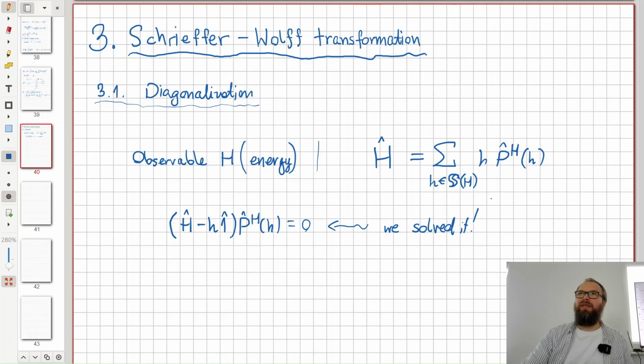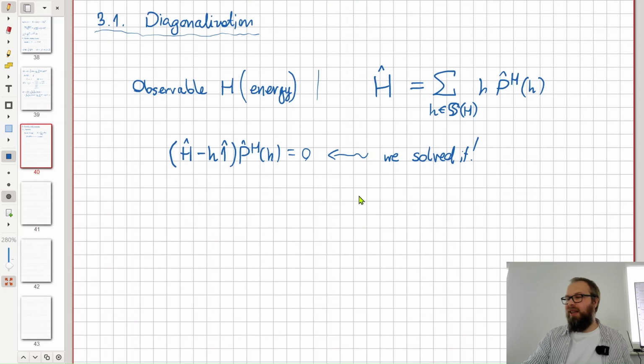Then, if you are equipped with the spectral decomposition, the eigenvalues and the projectors, it turns out that calculating any function of the Hamiltonian, which includes the evolution operator, an exponential of H, becomes trivial. You probably know this, but let's spell it out explicitly just to show how this goes.